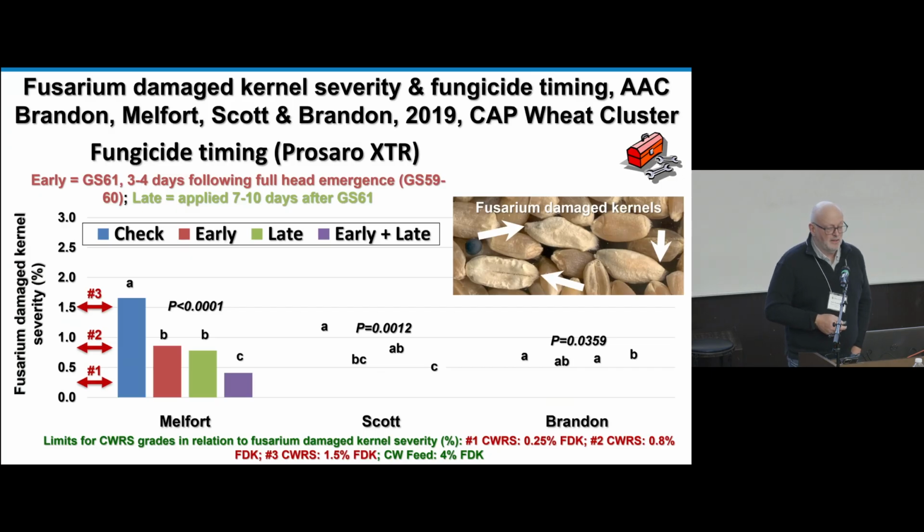2019, we had much higher levels of FDK, so above 1.5%. So we were into a number 4 CWRS. With a single early application, the red bar, we could bring that down to close to a number 2 CWRS. Late, similar, down to about just below 0.8% FDK on a weight basis, but it was our dual application that almost brought us from a CWRS number 4 to a number 1, just above the threshold to a number 1.